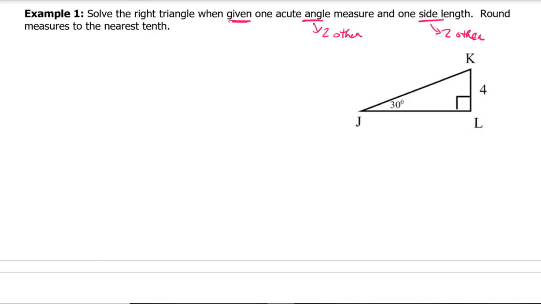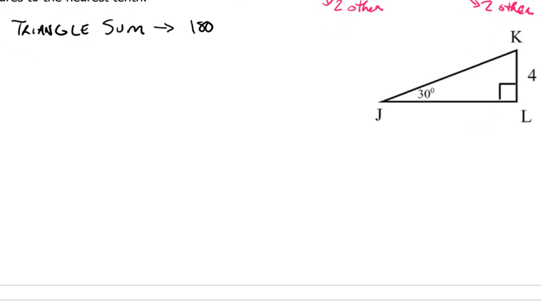Now, because it's a right triangle, that's going to make this really easy to find the other missing angle. So the first thing that we're going to do, that's the first step, we're going to use the triangle sum theorem to find that missing angle. The triangle sum theorem, you should know by this point in your geometry life, says that all three angles in a triangle add up to 180 degrees.